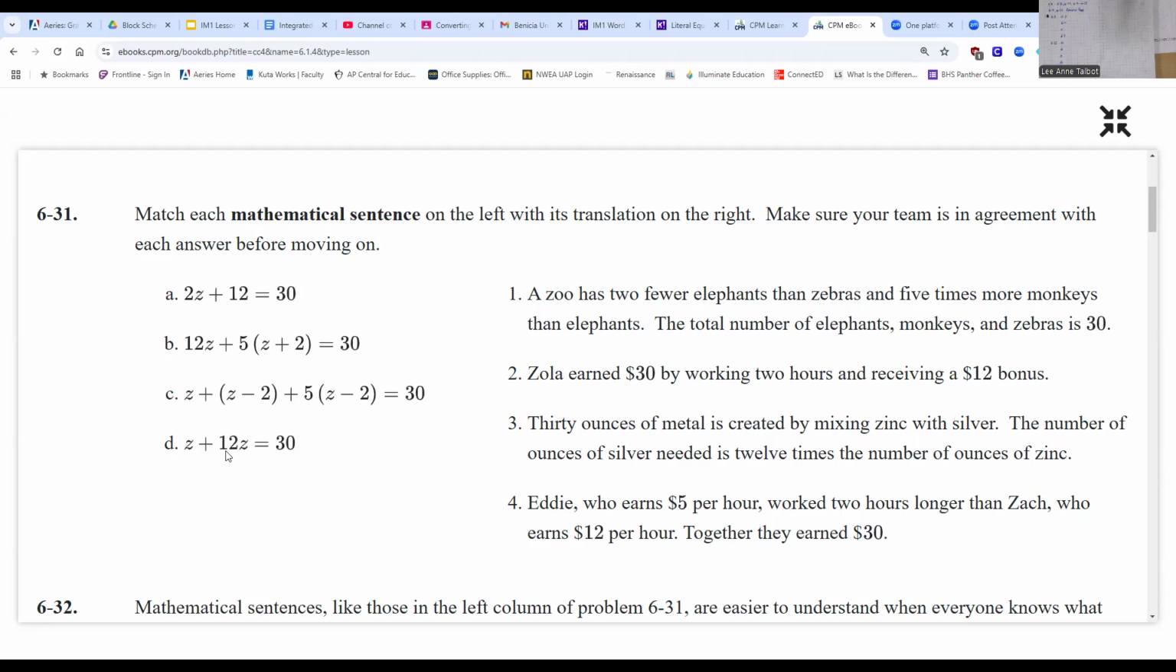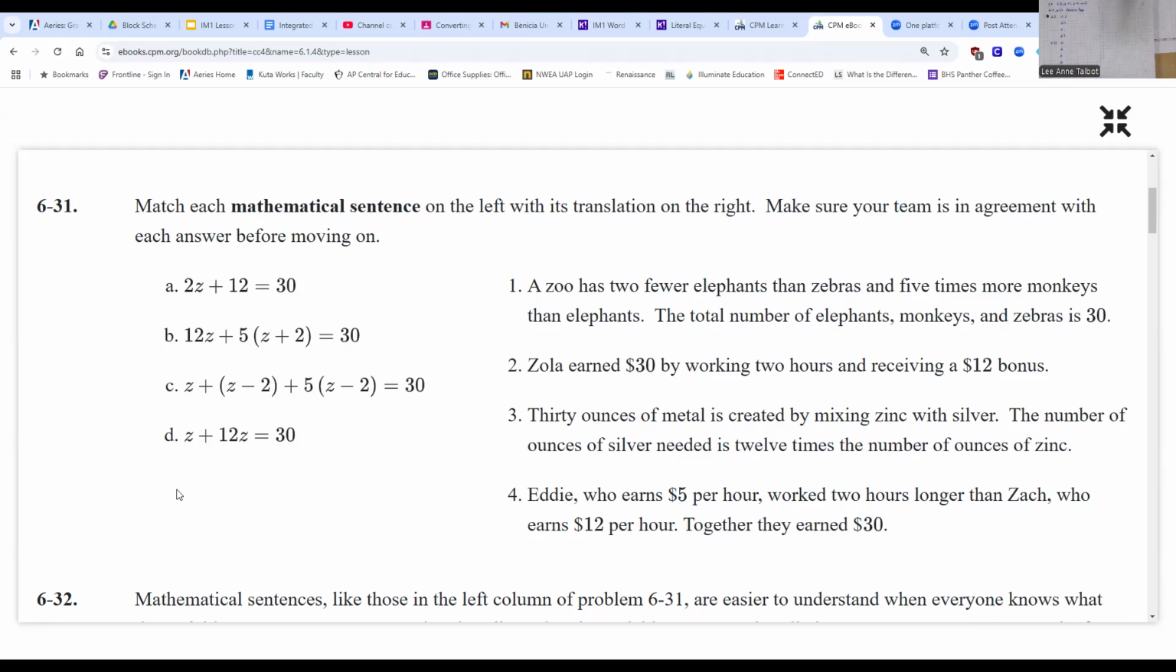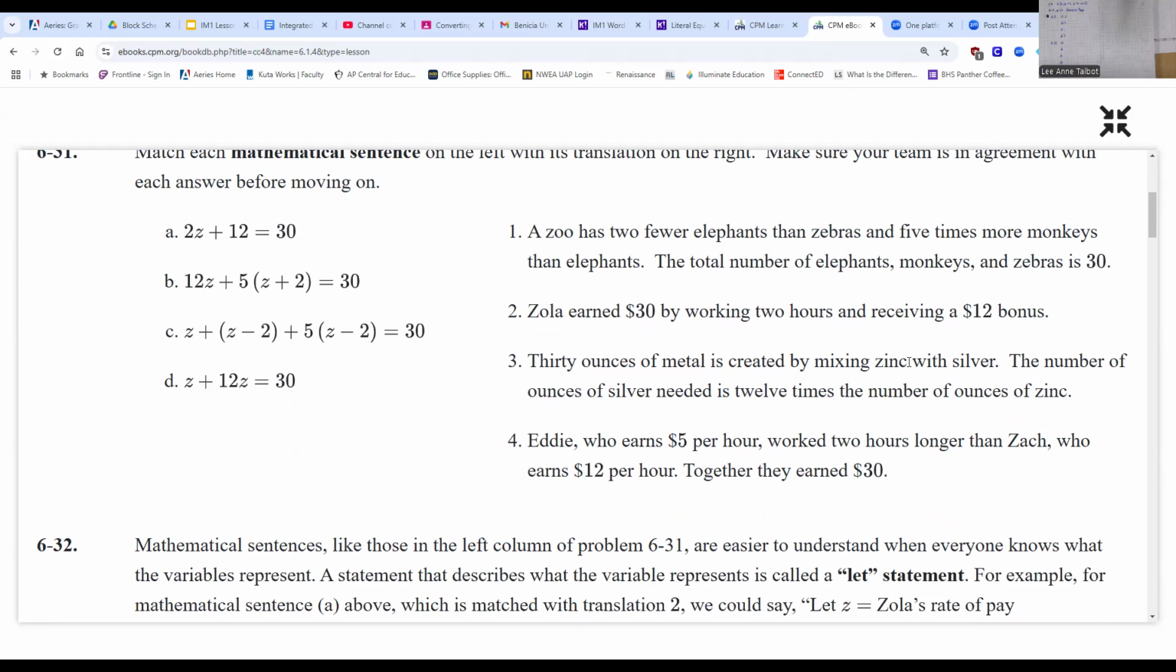Zinc is a metal. And actually, it's also a supplement that you can take if every one of your students has a cold and you really don't want to get it. Yeah, not that I would know that from my everyday life or anything.